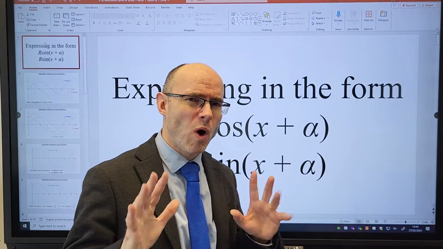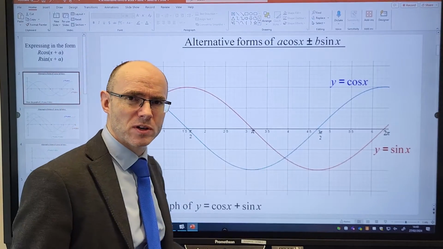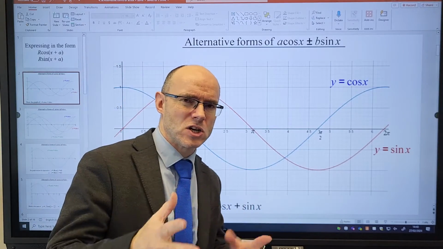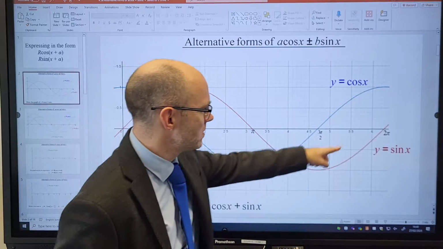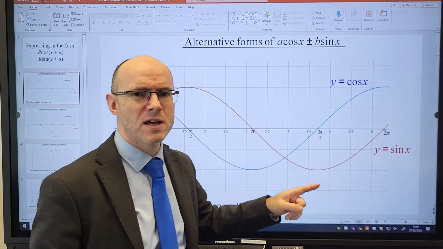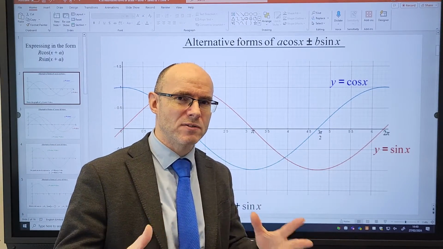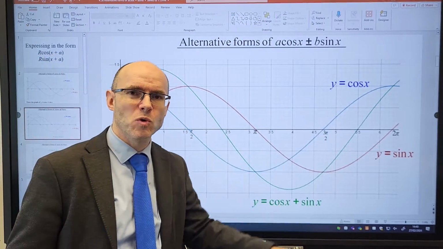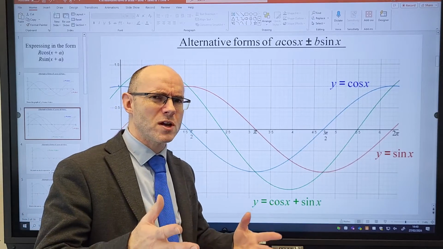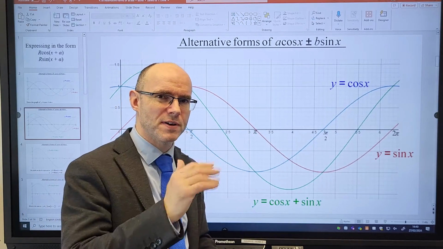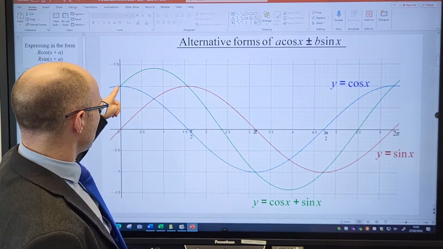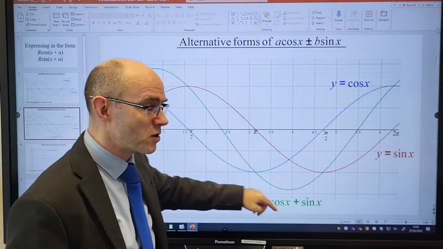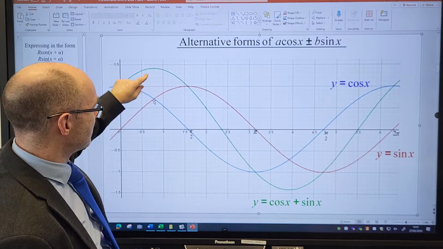Well, first of all, why? And how does it actually work? Do you know what the graphs of cosine x and sine x look like? They look like this. But have you considered what happens when you add the two together? If you add the two together, you get this graph here. And of course, it's another sine wave or cosine wave. They're the same thing, just with a phase difference in angle. It's going to be slightly different in terms of the maximum and minimum value because you're adding together these values.